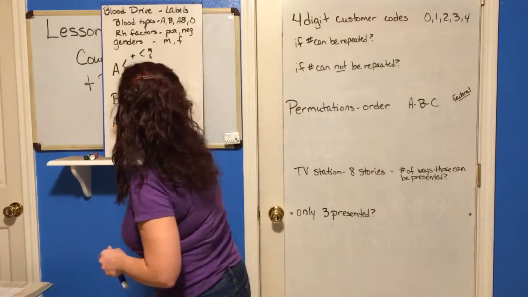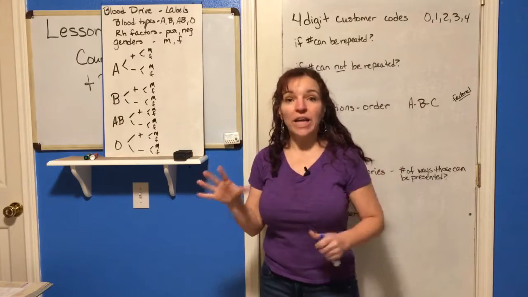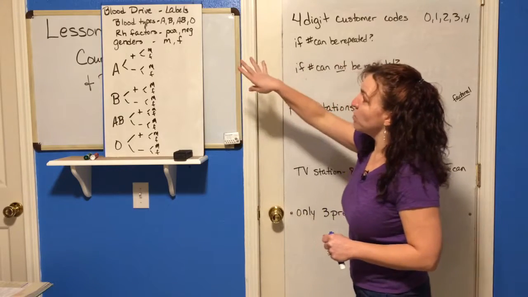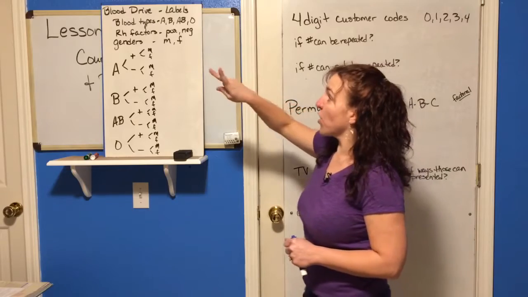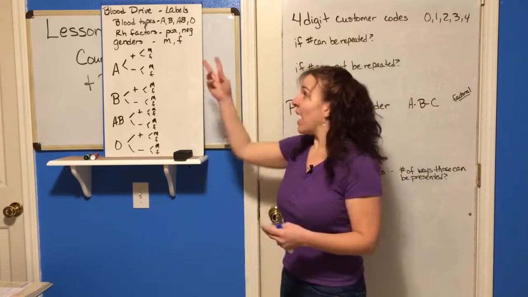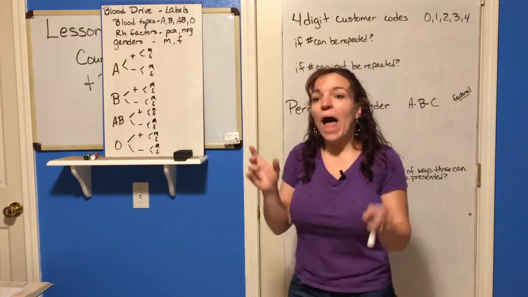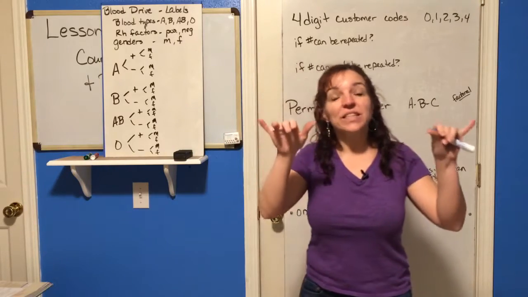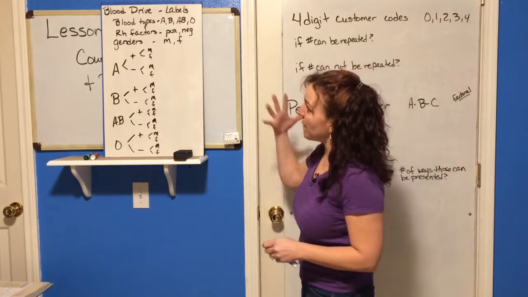We've got a blood drive going on, and the workers at the blood drive want to have labels prepared ahead of time, and they know that they have 4 different blood types, A, B, AB, and O. They have 2 different RH factors, either positive or negative, and then there's 2 different genders, male and female. Now, they want to know, well, how many different labels do we need to have prepared before we have people starting to come?